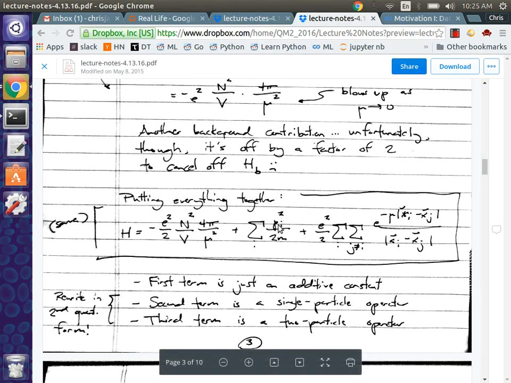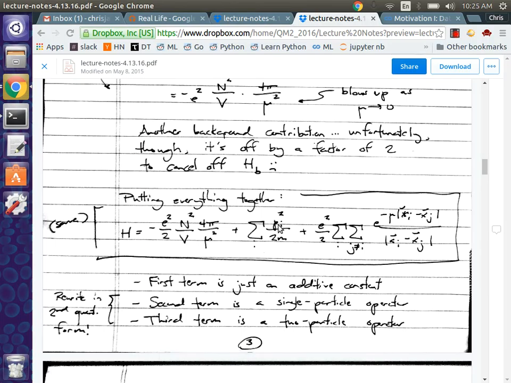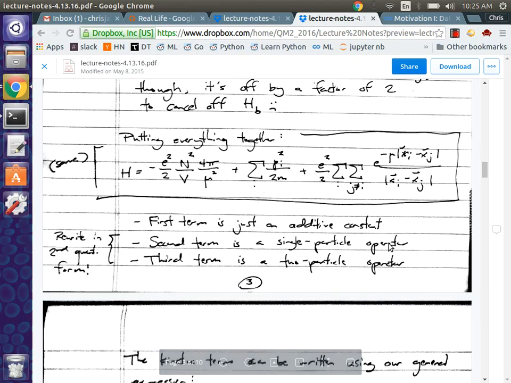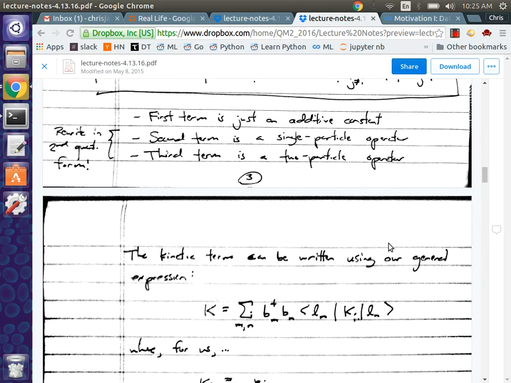So what I'm doing here is we want to rewrite everything in second quantization because we're dealing with a large system of identical particles. So this is a single particle operator. We know how to write those down. And this is a two particle operator, and that's the one we worked out at the end last time. And we know how to write this down in second quantization.